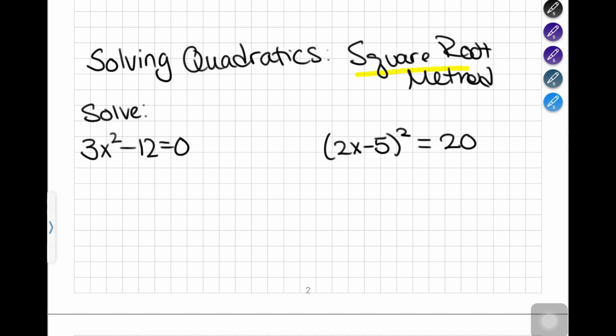So let's start with the example on the left. I'm going to isolate the squared, so get the x squared by itself. That's going to involve adding 12 to both sides and then dividing both sides by 3. So x squared has to equal 4.